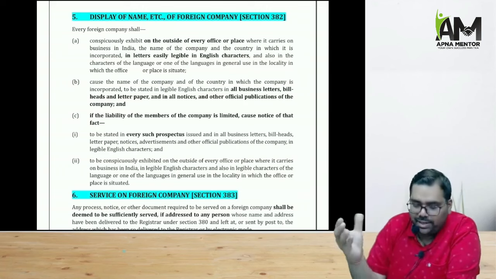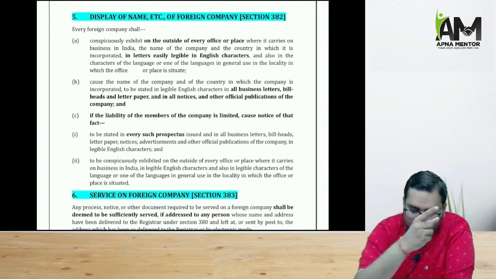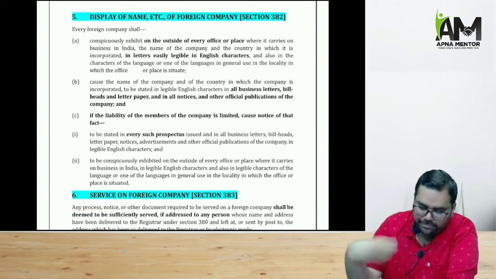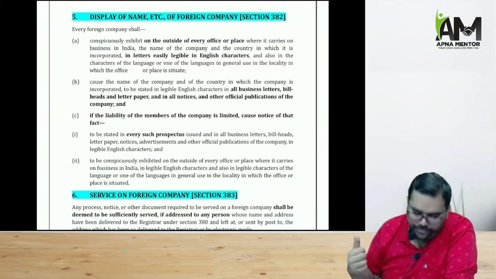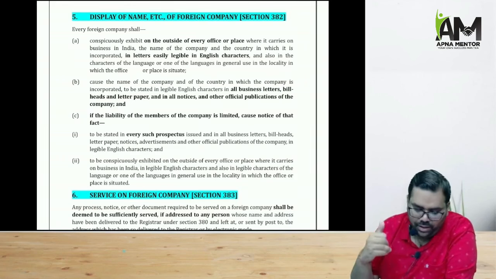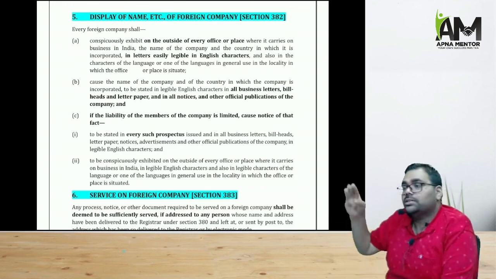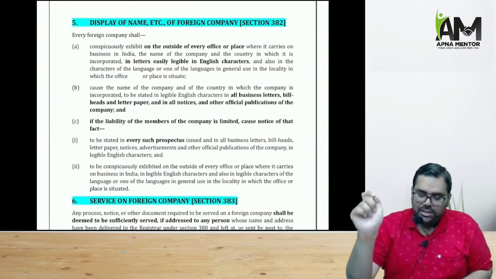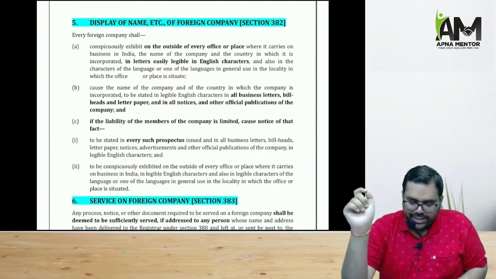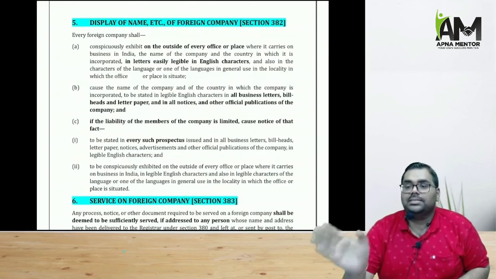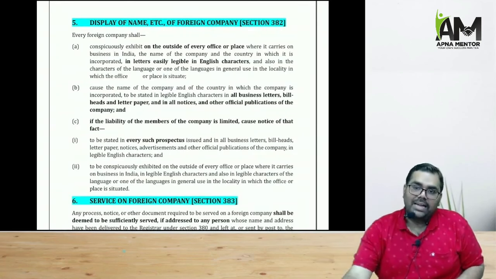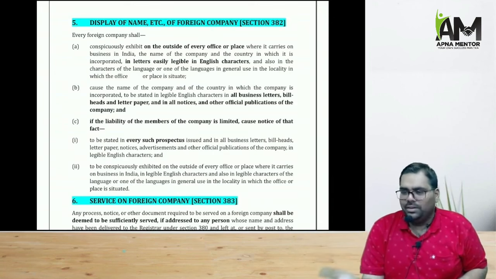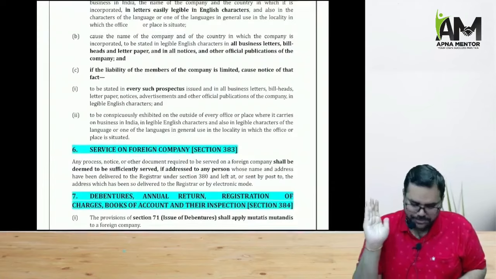So ultimately, what's the crux? Outside every office or place of business, or in every kind of business letter, letterhead, and notice, the company is required to disclose 3 things: the name of the company, the country of incorporation, and the fact that the liability of their members is limited. So it is a very simple requirement.